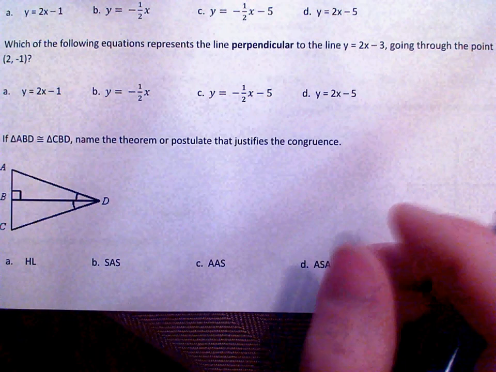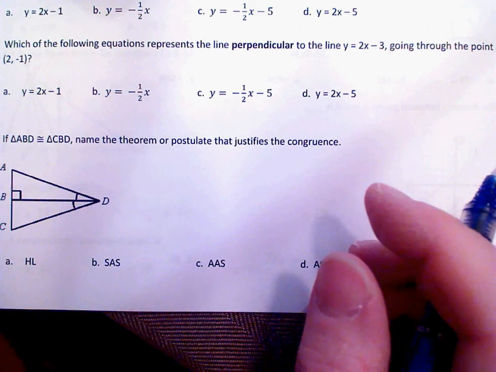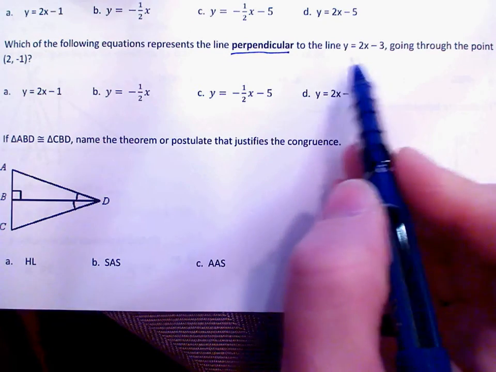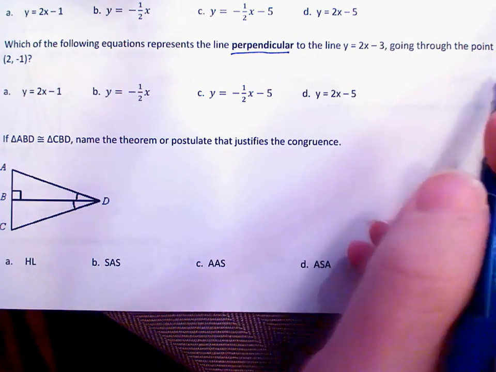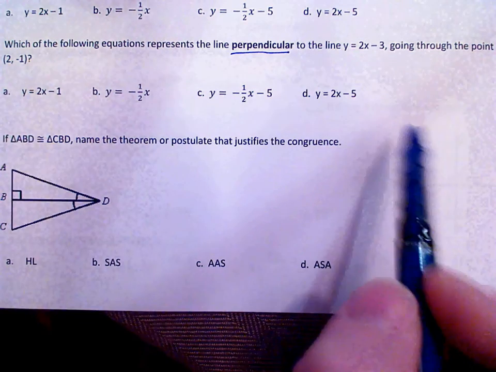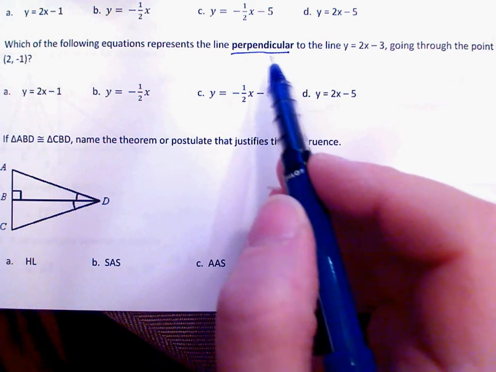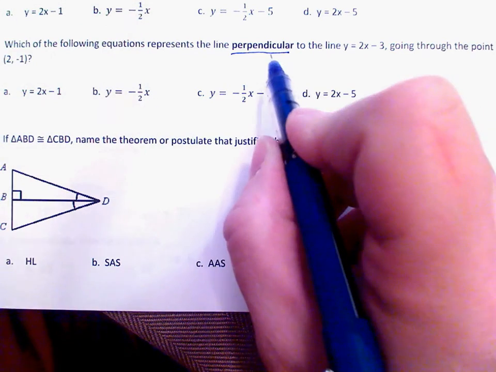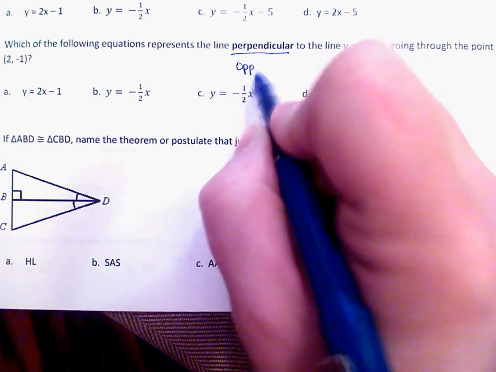On number 4, it asks which of the following equations represents the line that is perpendicular to the line y equals 2x minus 3, same equation from number 3, going through the point (2, -1), same point as number 3. But on this particular problem, since we're talking about a perpendicular line, we need to remember that perpendicular lines have slopes that are opposite reciprocals of one another.